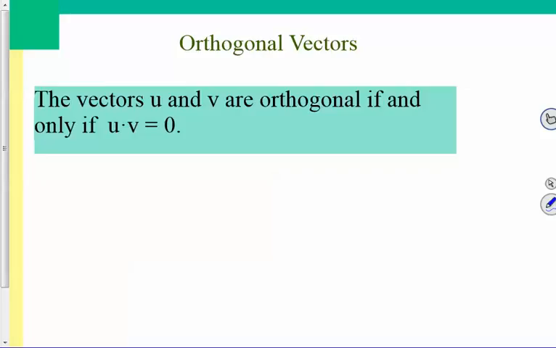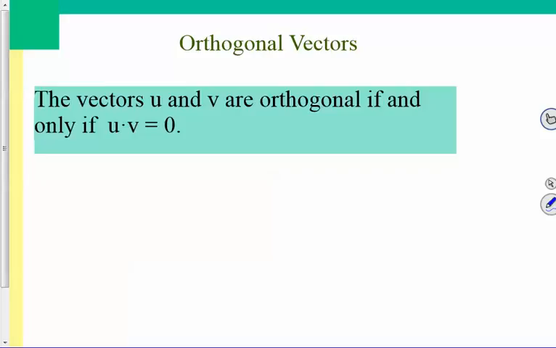The next thing you need to know about is orthogonal vectors. What are orthogonal vectors? If you have two vectors and you take their dot product and get 0, they are called orthogonal. The term orthogonal almost means the same thing as perpendicular.